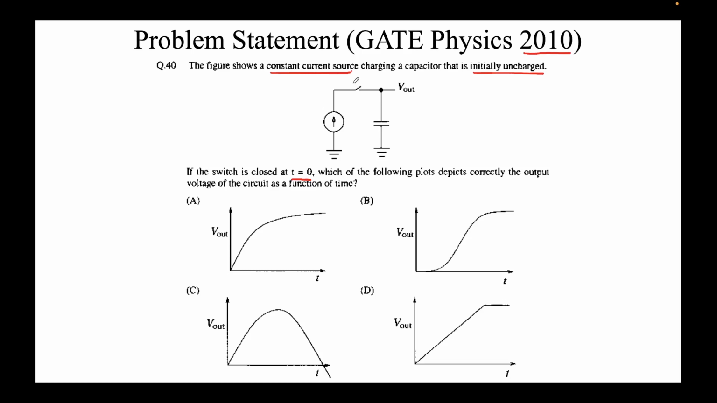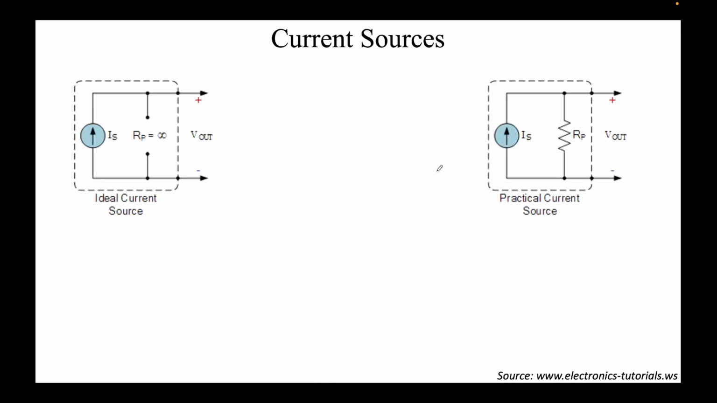So the question says that we are closing the switch at t equal to 0 and we are required to plot this V out as a function of time. The switch is closed at t equal to 0. This is a multiple choice question with only one correct answer and we are required to find the correct option. But first let's have a quick look at the current sources.